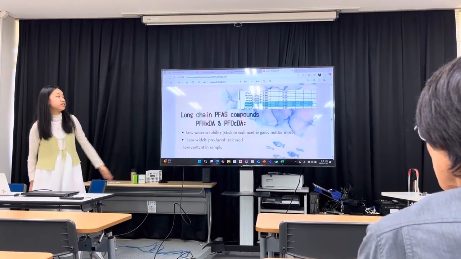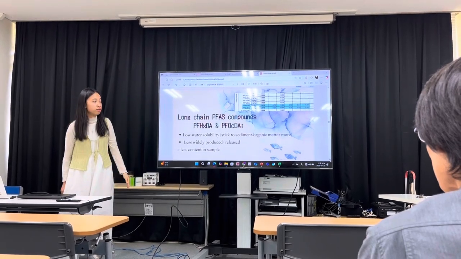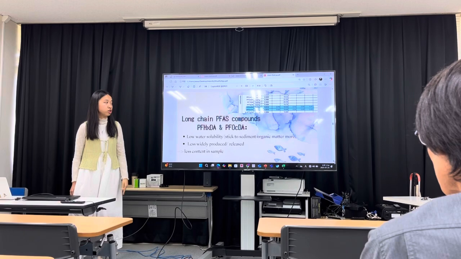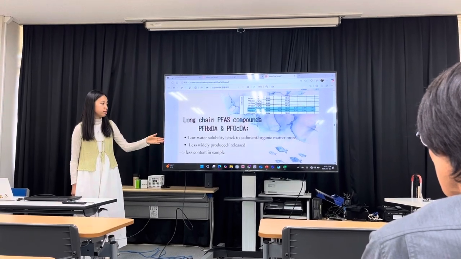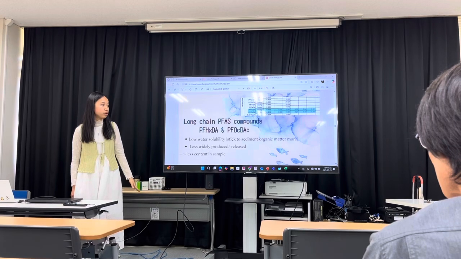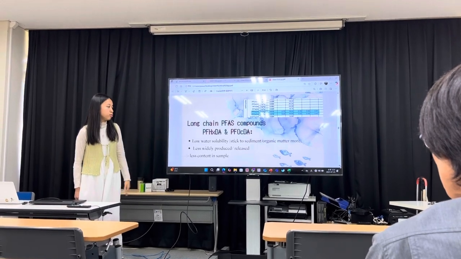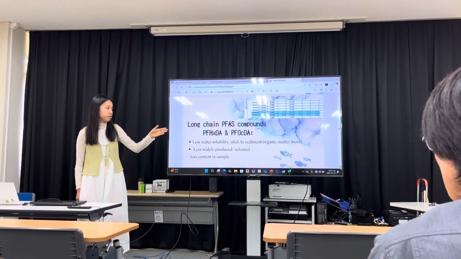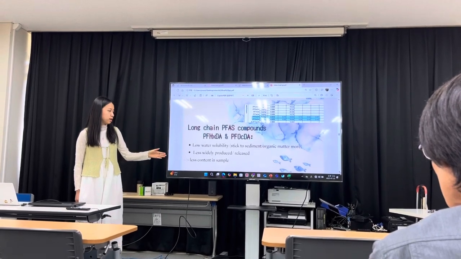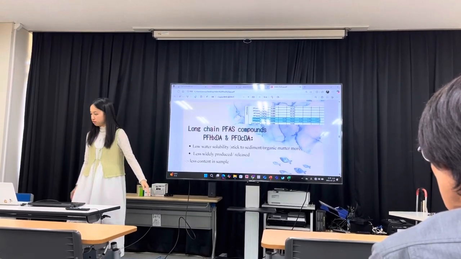As a comparison, you can see this value is only 0.something. For the long chain one, compared with the short chain one, because it has lower water solubility, it will stick to the sediment and organic matter more, and this long chain PFAS compound is also less widely produced or released, so it had less content in the water sample.